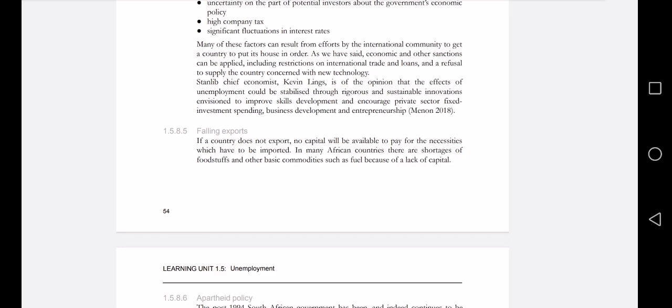Standard Bank chief economist Kevin Lings is of the opinion that the effect of unemployment could be stabilized through rigorous and sustainable innovations invested to improve skills development and encourage private sector fixed investment spending, business development and entrepreneurship.